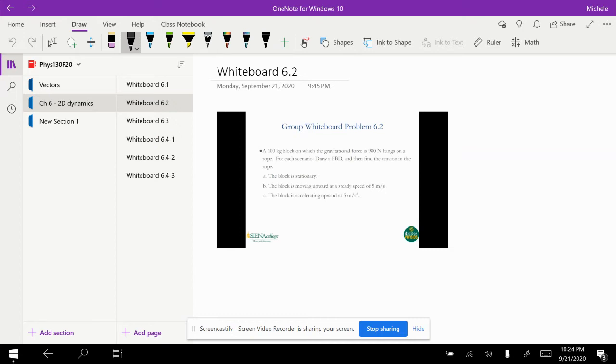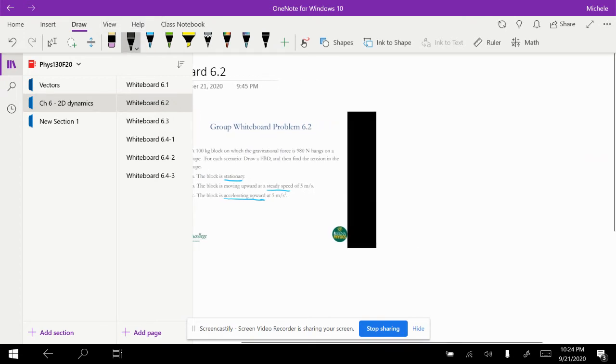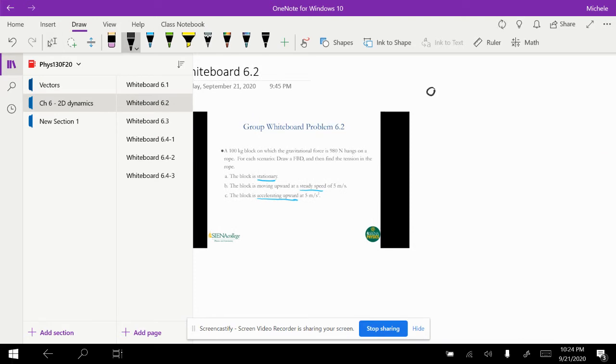So the interesting thing here is, stationary in this case, steady speed in this case, and accelerating up in this case. Okay, so what I'm going to do is draw a picture. I'm going to start with A, where the block is stationary. So let's write over here our givens. Mass is equal to 100 kilograms. The gravitational force, F sub G, is equal to 980 newtons.